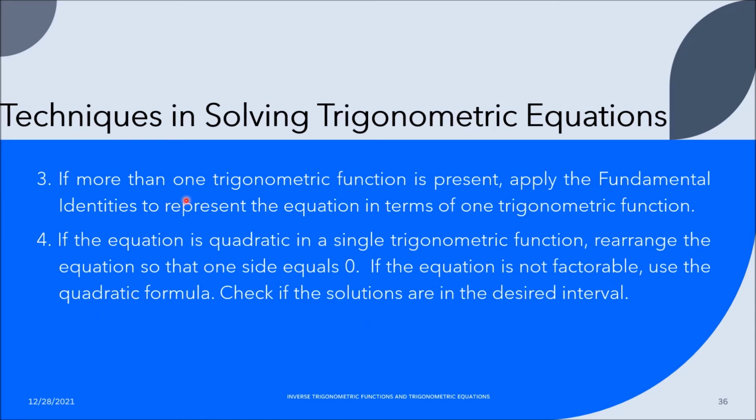Third, if more than one trigonometric function is present, apply the fundamental identities to represent the equation in terms of one trigonometric function. If the equation is quadratic in a single trigonometric function, rearrange the equation so that one side equals 0. If the equation is not factorable, use quadratic formula. Check if the solutions are in desired interval.